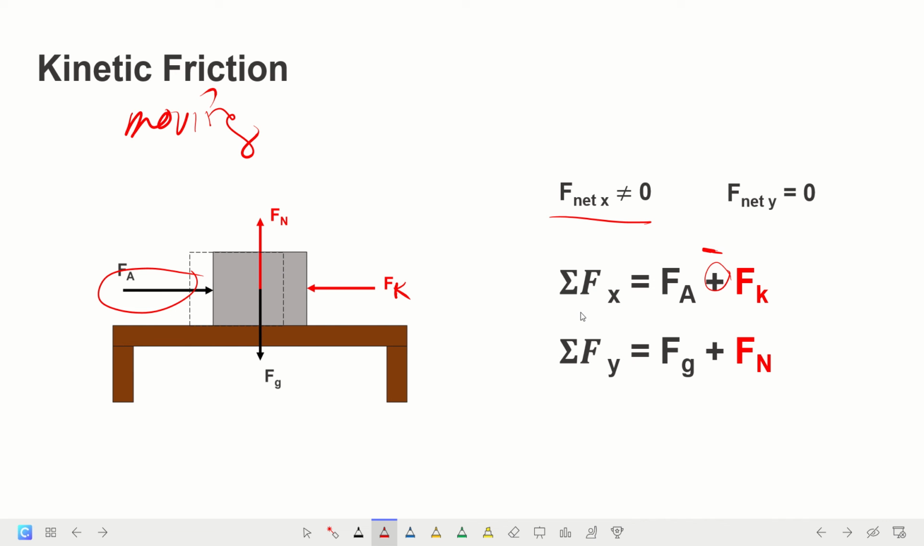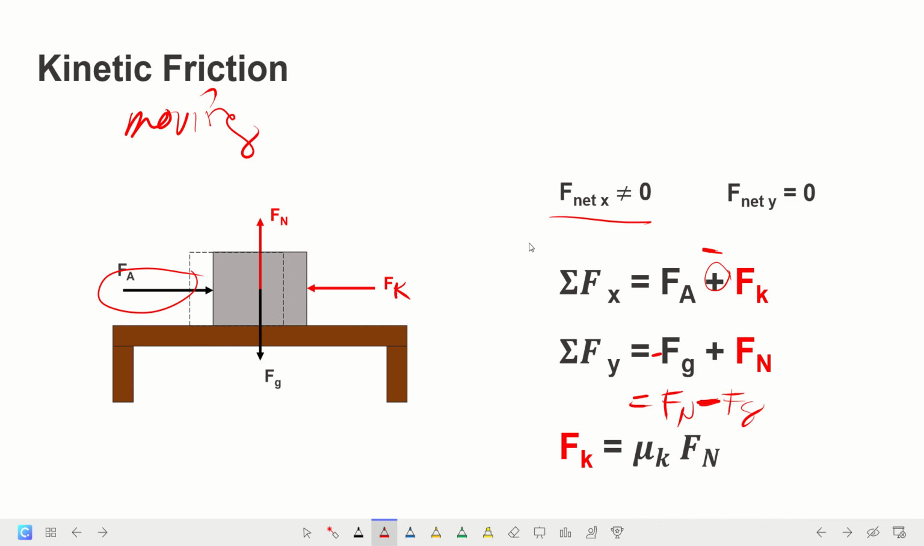And for the y direction, ganyan din. Force due to gravity plus Fn. Since they are oppositely directed, one of these two will be negative, depende sa kung anong i-assign nyo. But let's assign the upward force to be positive and the downward force to be negative, so that this would be Fn minus Fg. If we equate it to 0, of course, Fn will be equal to Fg.